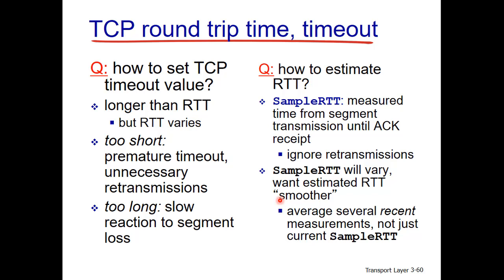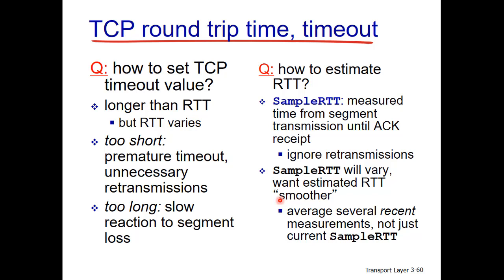TCP round trip time. We know that TCP is a reliable data transfer protocol. So once a segment is lost, the sender needs to send that segment to the receiver again. How does it find out the segment is lost? We know there is a timeout field that we talked about when discussing reliable data transfer. So it uses that timeout value, but how does TCP find out the timeout value?